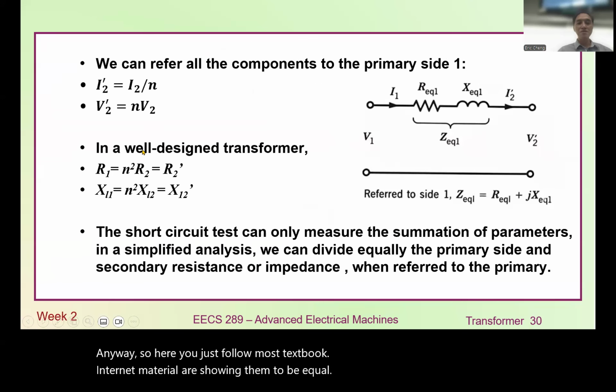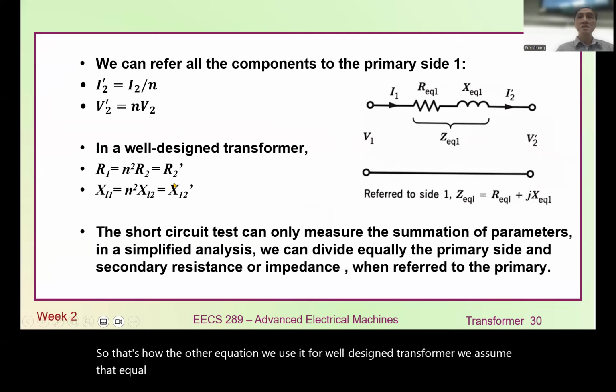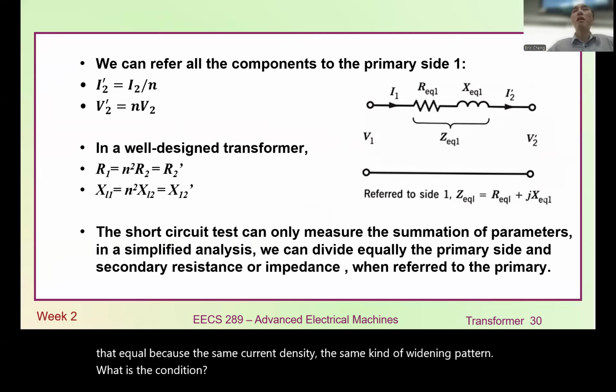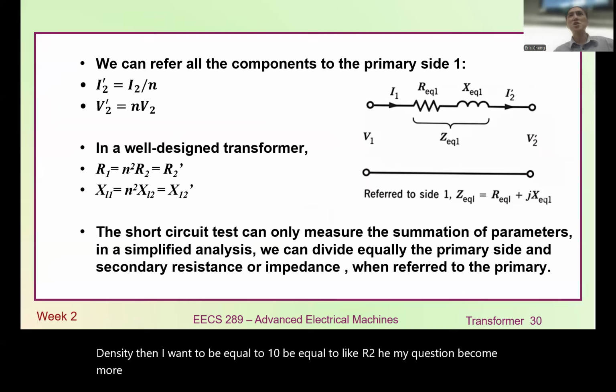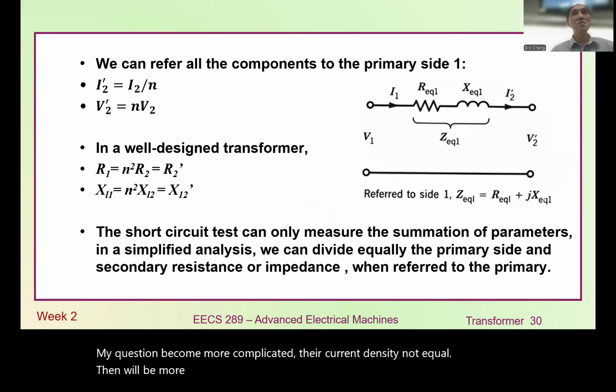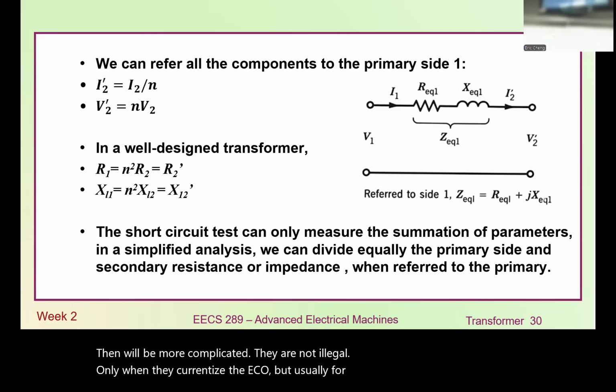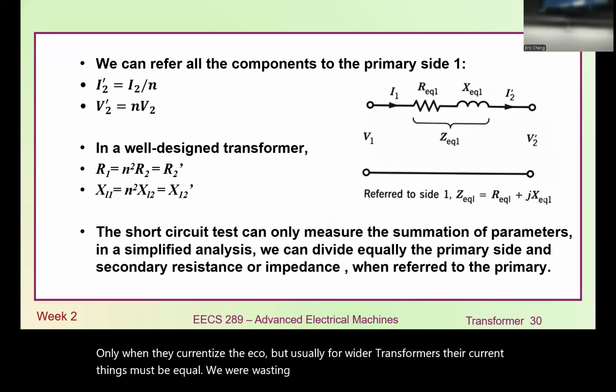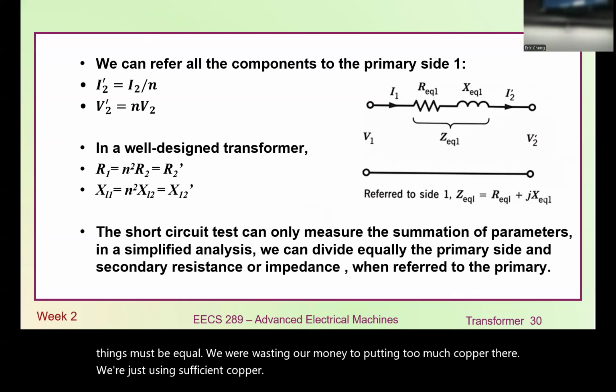So that's how the other equation works. For a well-designed transformer, we assume them equal because of the same current density and the same kind of winding pattern. So this is the condition: if we have the same current density, then R1 can be equal to R2. If my question becomes more complicated, with current densities not equal, then it will be more complicated. They are not equal only when the current density is not equal. But usually for winding a transformer, the current density must be equal. We won't waste our money putting too much copper there. We just use sufficient copper for that particular current.